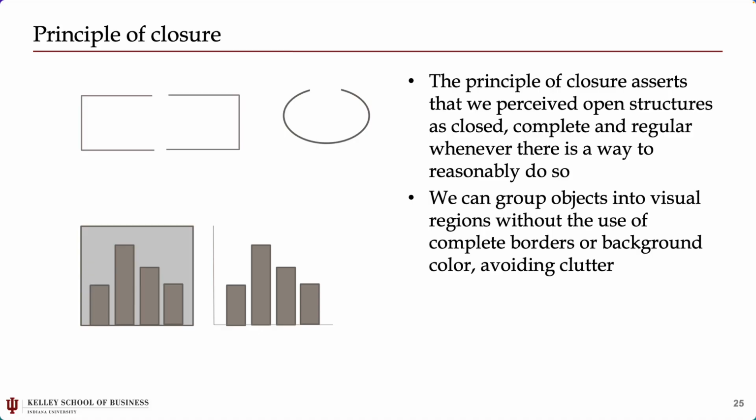Next principle is the principle of closure. Our brain makes up the missing parts of incomplete shapes. So instead of seeing two angle lines on the left of the top chart, we see a rectangle. The bottom chart shows the application of this principle. Not all four borders are needed to define the boundaries of the column chart. You can remove the top and right border.